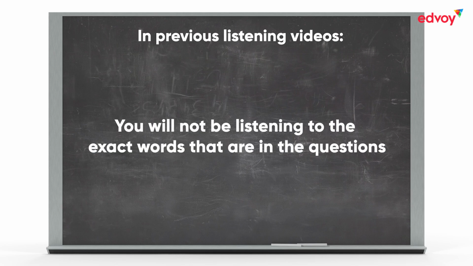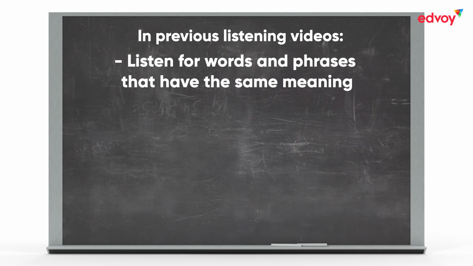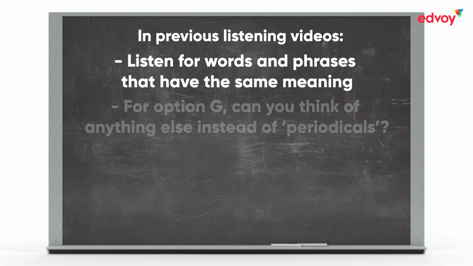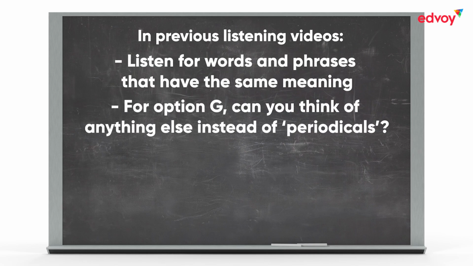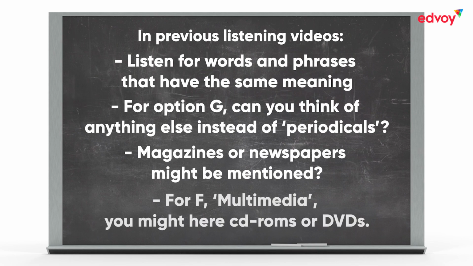Remember that while you're listening, you will not be listening to the exact words that are in the questions. Instead, you need to listen for words and phrases that have the same meaning. In this example, for option G, can you think of anything else instead of periodicals? Perhaps magazines or newspapers might be mentioned. For option F, instead of multimedia, you might hear CD-ROMs or DVDs.